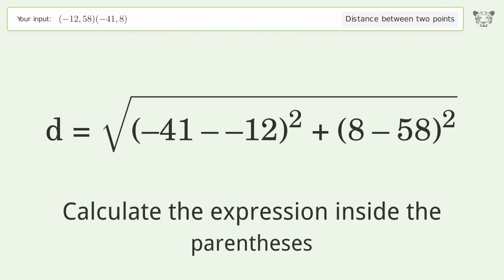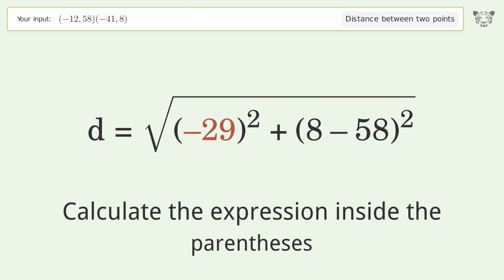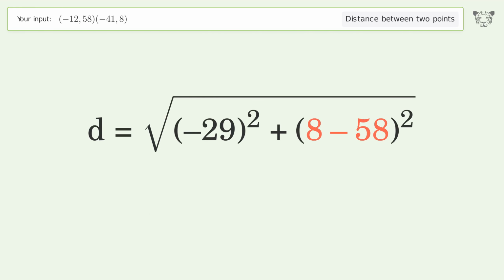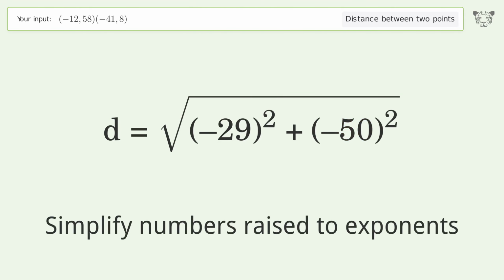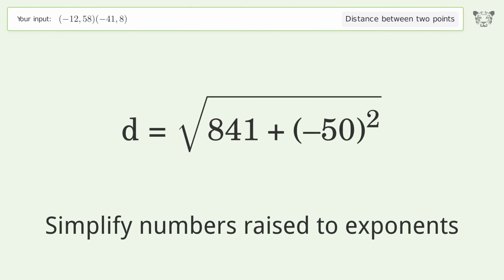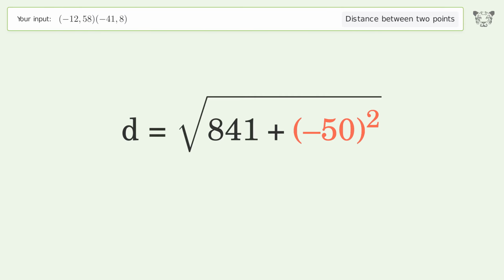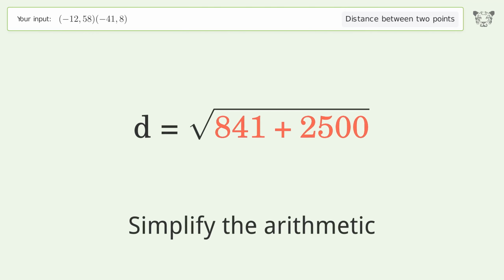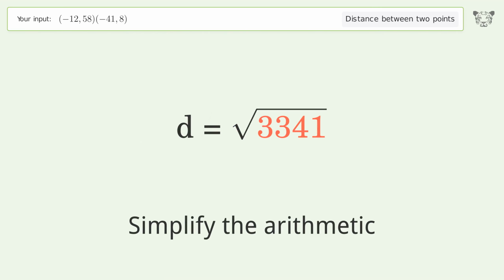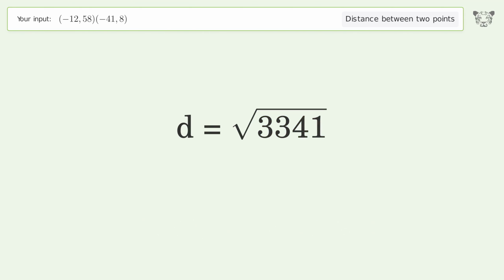Calculate the expression inside the parentheses. Simplify numbers raised to exponents. Simplify the arithmetic. And so the distance between the 2 points is the square root of 3,341, or 57.801.